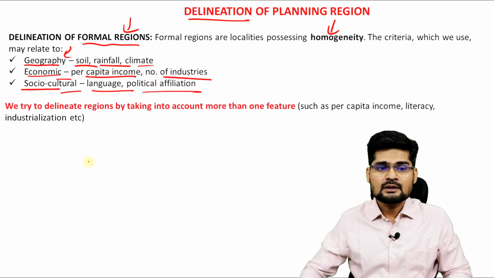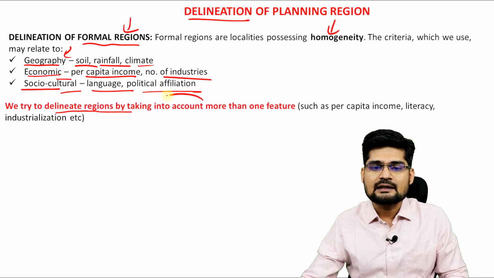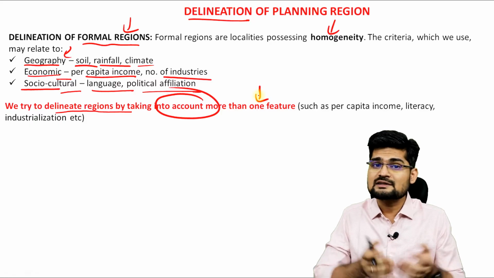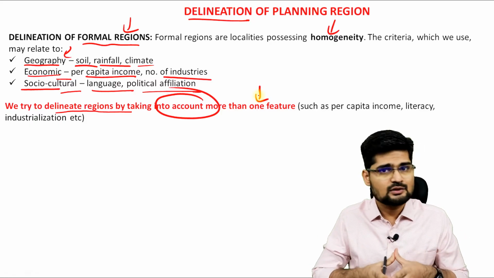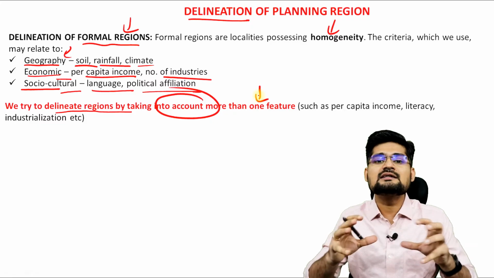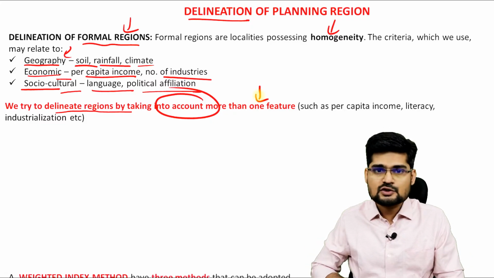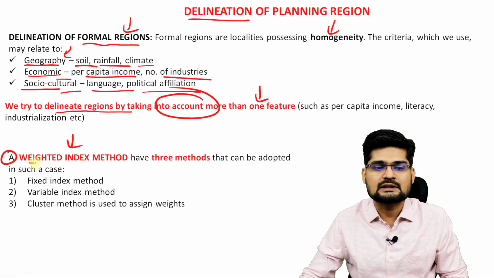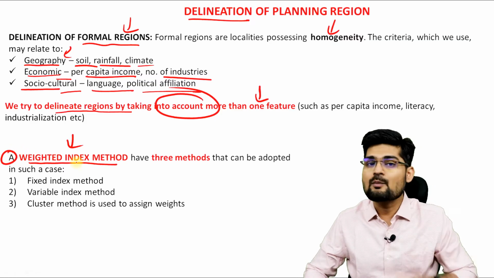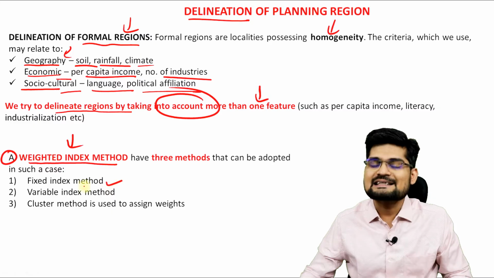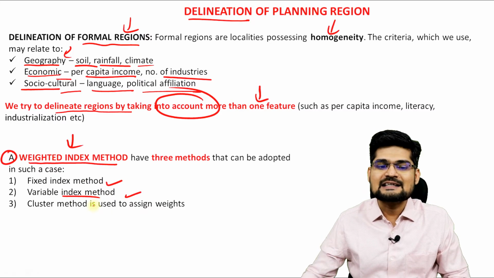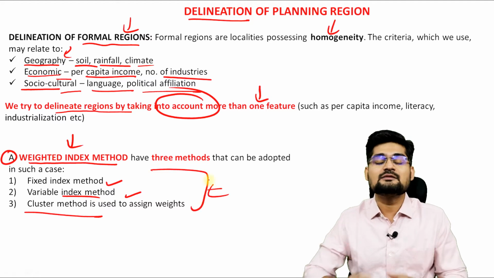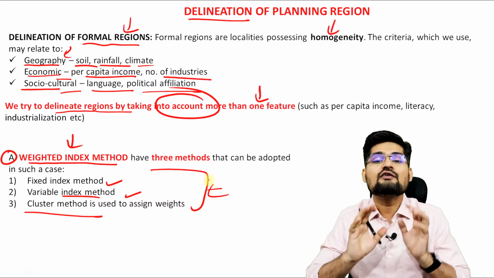So what do we do here? We try to delineate regions by taking into account more than one feature. Now when we say more than one feature, it means it could be geographical and economic feature together. So in this you have togetherness of multiple features. So for this case, we have a weighted index method as the first method, under which we have three components. Right? So it is called fixed index method, variable index method, and a cluster method. Now remember, these are three statistical methods used to delineate a formal region.